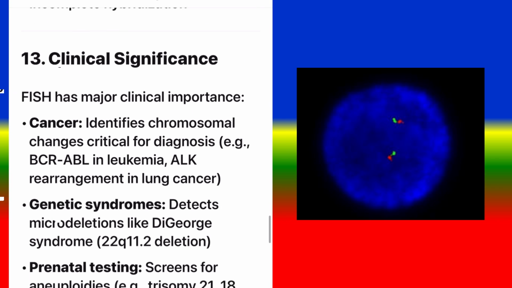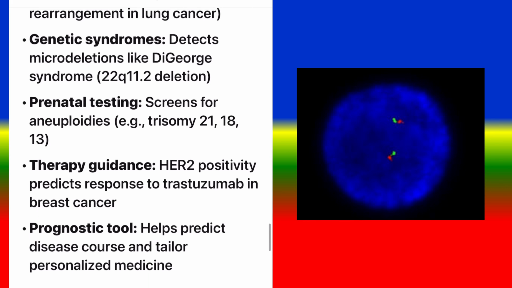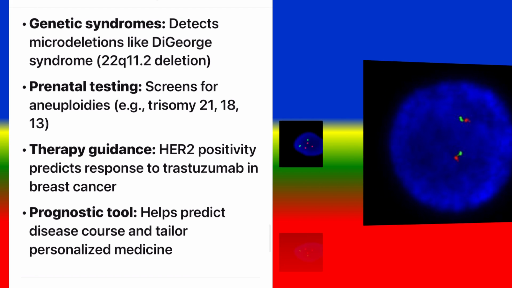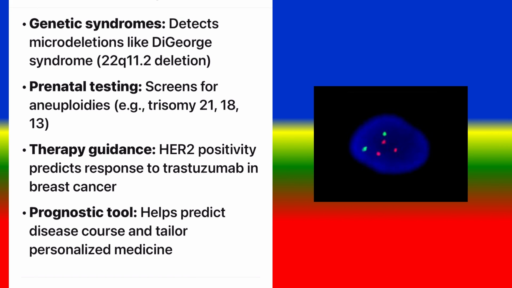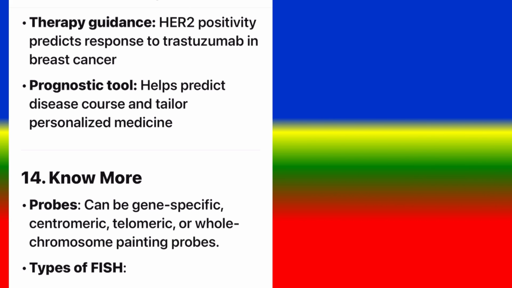13. Clinical significance. FISH has major clinical importance. Cancer: identifies chromosomal changes critical for diagnosis, e.g. BCR-ABL in leukemia, ALK rearrangement in lung cancer. Genetic syndromes: detects microdeletions like DiGeorge syndrome, 22q11.2 deletion. Prenatal testing: screens for aneuploidies, e.g. trisomy 21, 18, 13. Therapy guidance: HER2 positivity predicts response to trastuzumab in breast cancer. Prognostic tool: helps predict disease course and tailor personalized medicine.